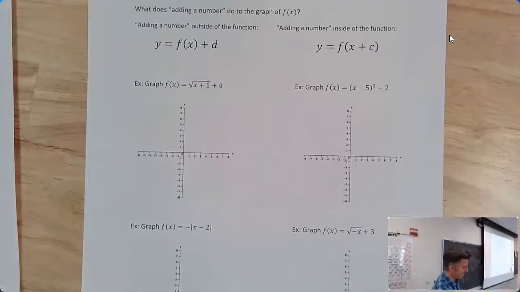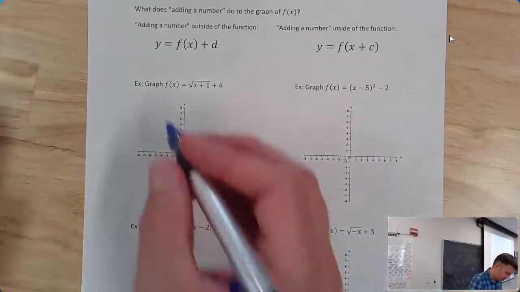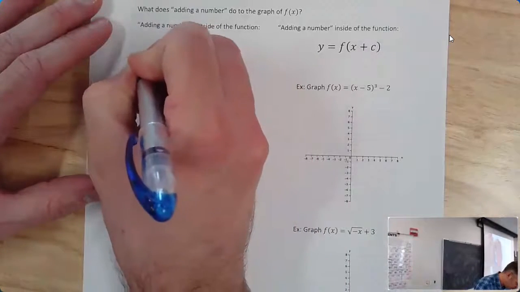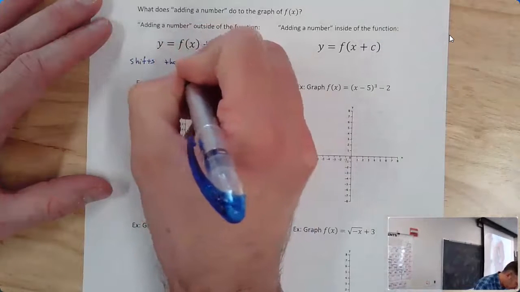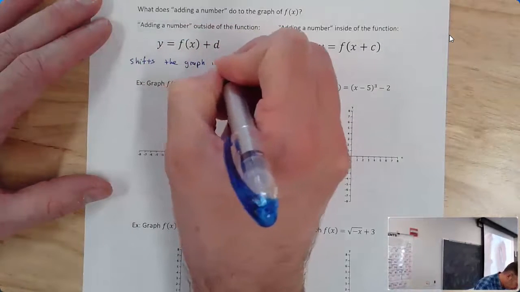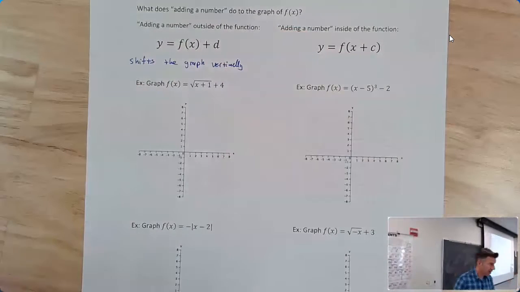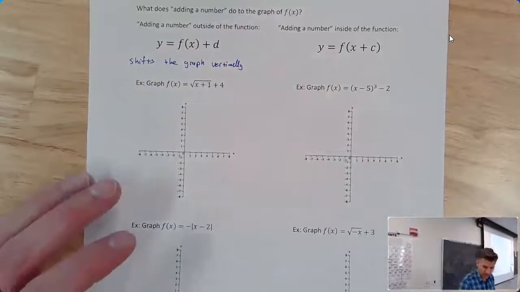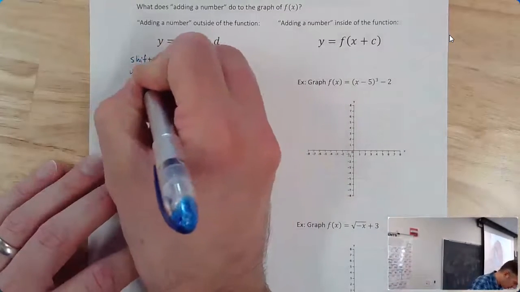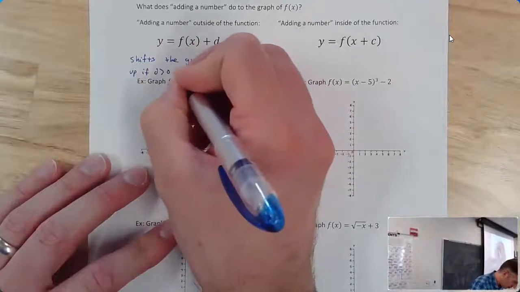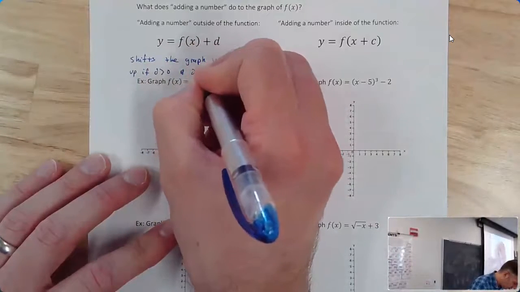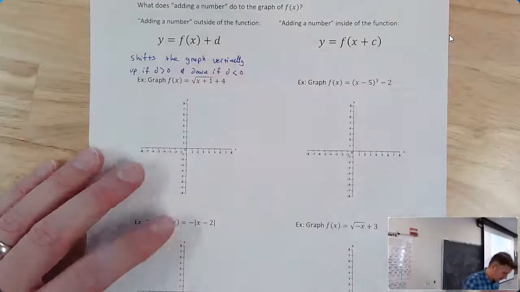So what does adding a number do to the graph of f of x? Well, we can add it outside or inside. Adding it outside is going to shift the graph vertically. It's going to shift it up if d is positive, or down if d is negative. So it's going to shift it up if d is greater than 0, and down if d is less than 0.